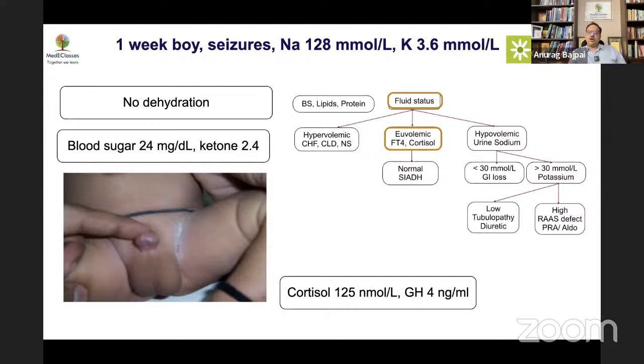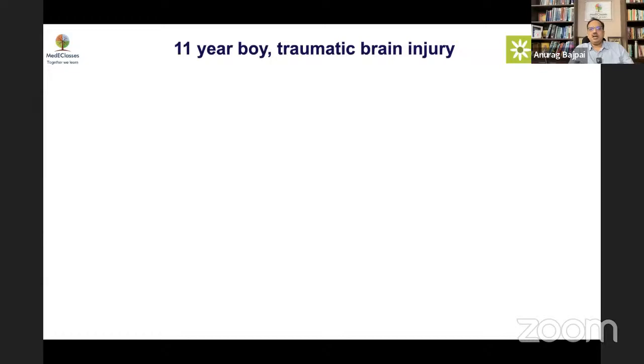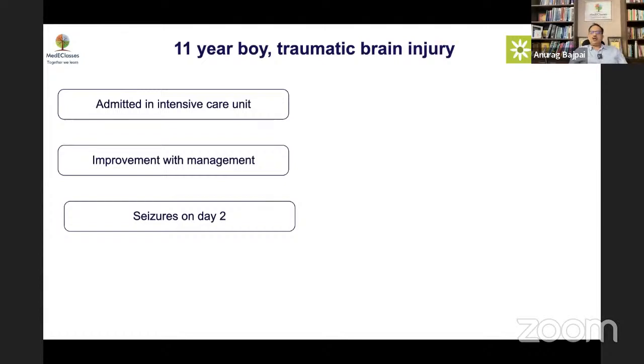Importantly, a cortisol of 125 may be reported as normal. Growth hormone of 4 may be reported as normal, but they are inappropriately low for the level of glucose and the level of sodium. So this is classically a multiple pituitary hormone deficiency. So always think of MPHD in this scenario. In this case, we've already discussed how a child with a central defect was diagnosed as SIADH. So whenever you are diagnosing SIADH, do a thyroid profile and a cortisol before you make a diagnosis. Now we have an 11-year-old boy with traumatic brain injury, admitted in the ICU, improved with management, who has now developed seizures.